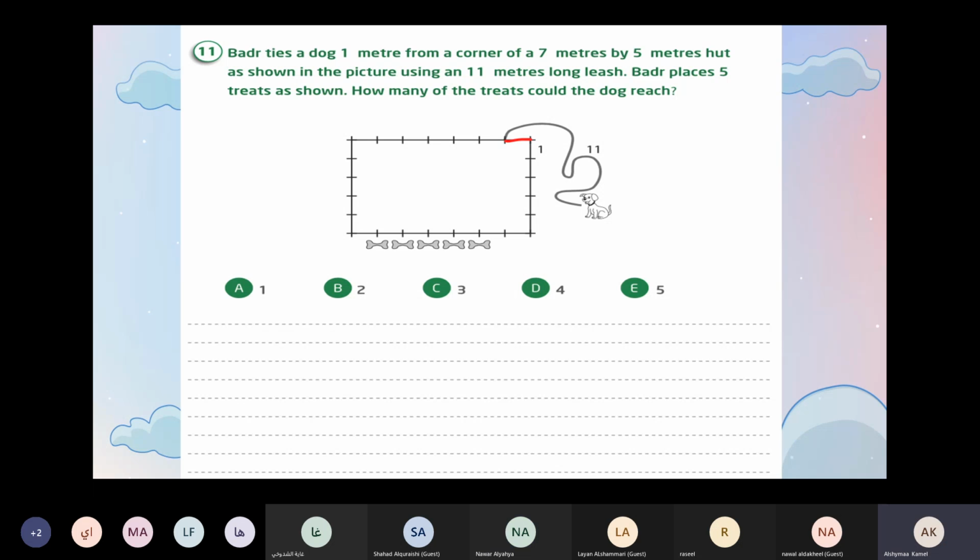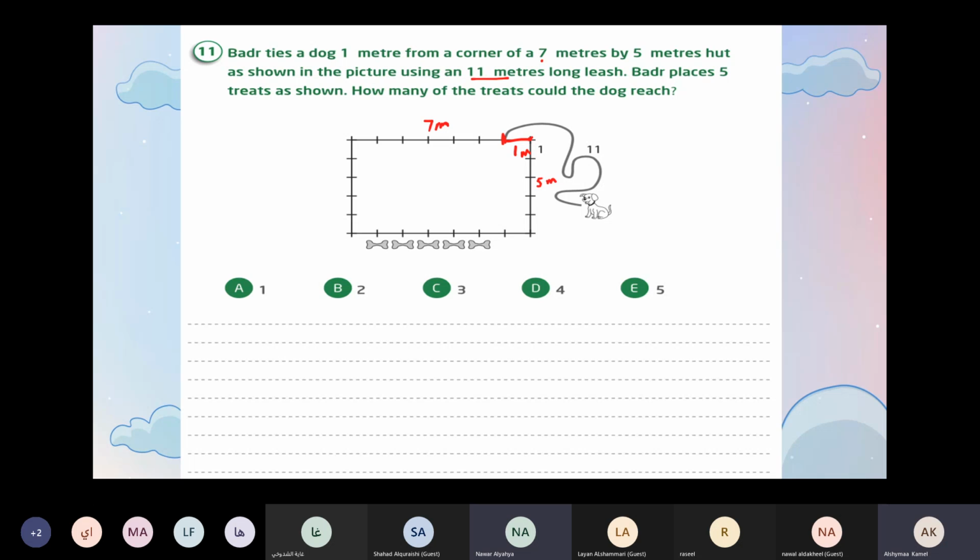Okay, let's read it from the beginning and make it parts. First part here, Badger ties a dog 1 meter from a corner. This is the corner. He ties the dog from here, and this space is 1 meter. Of a 7 meters by 5 meters hut. Here is 7 meters, and here will be 5 meters.